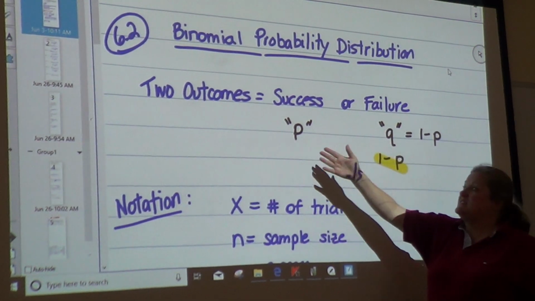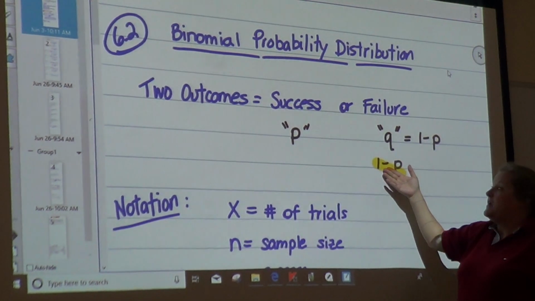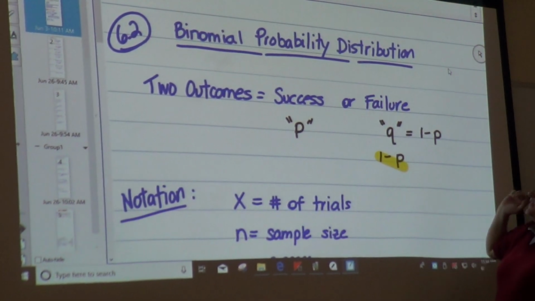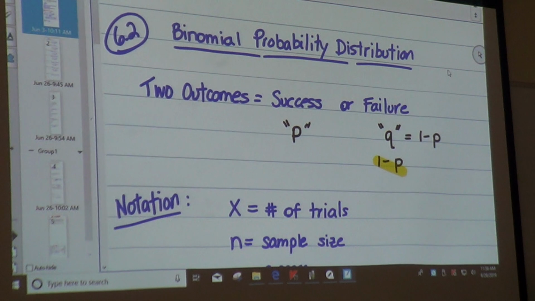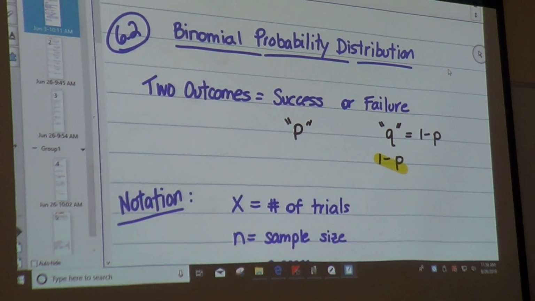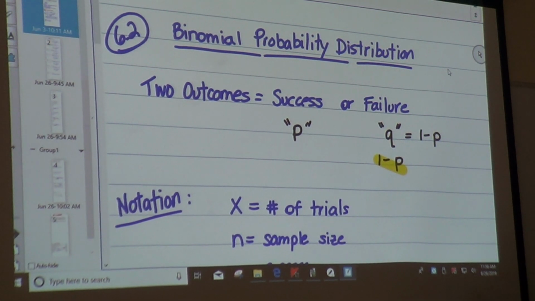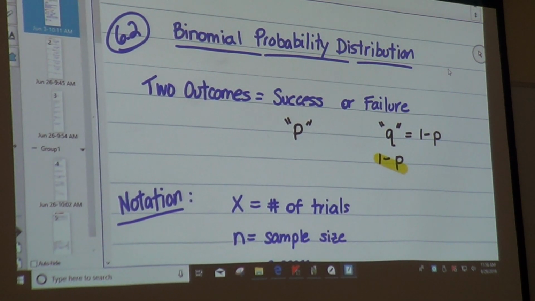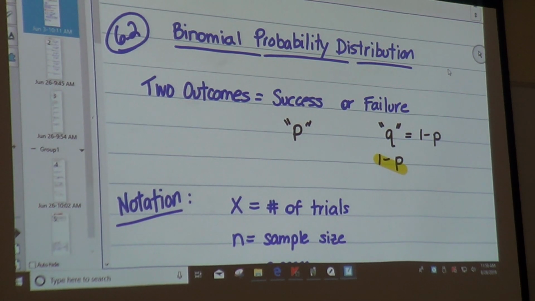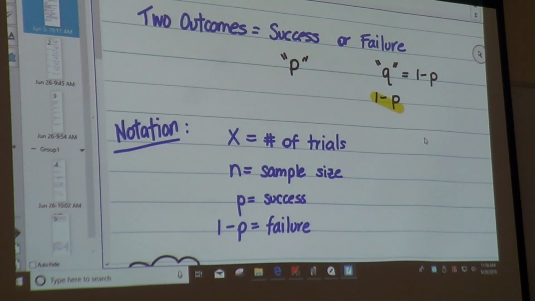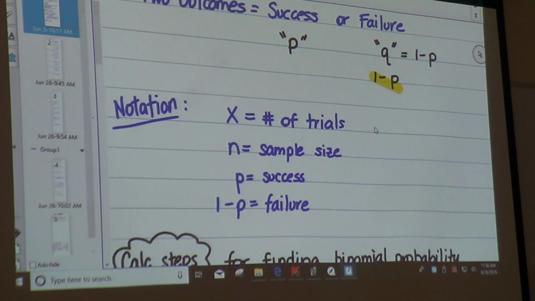So you have successes and you have failures. Your failures are going to be your 1 minus P. Your successes are your P's. Your failures are your 1 minus P's. Successes are your P's. Failures are your 1 minus P's. And that's what we have to memorize? No, we don't have to memorize that. Okay, good, I can do that. This is the part that you should already know.